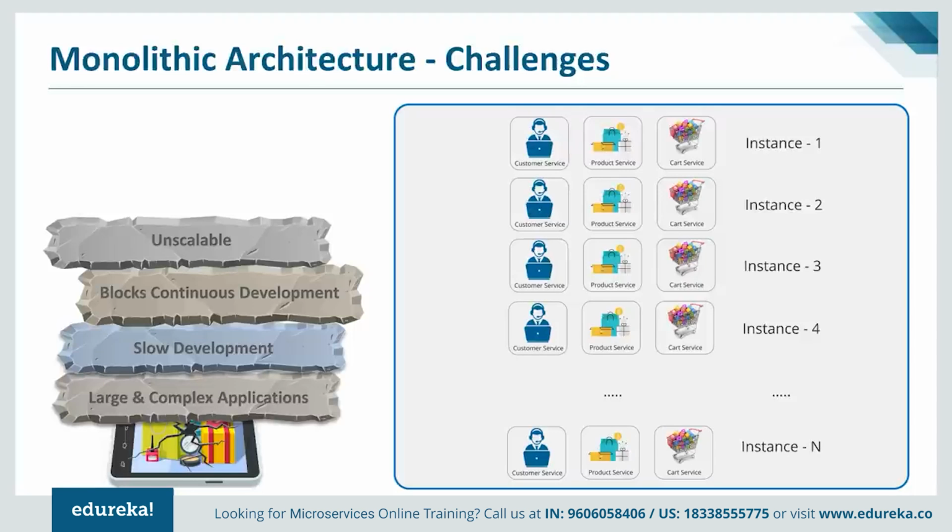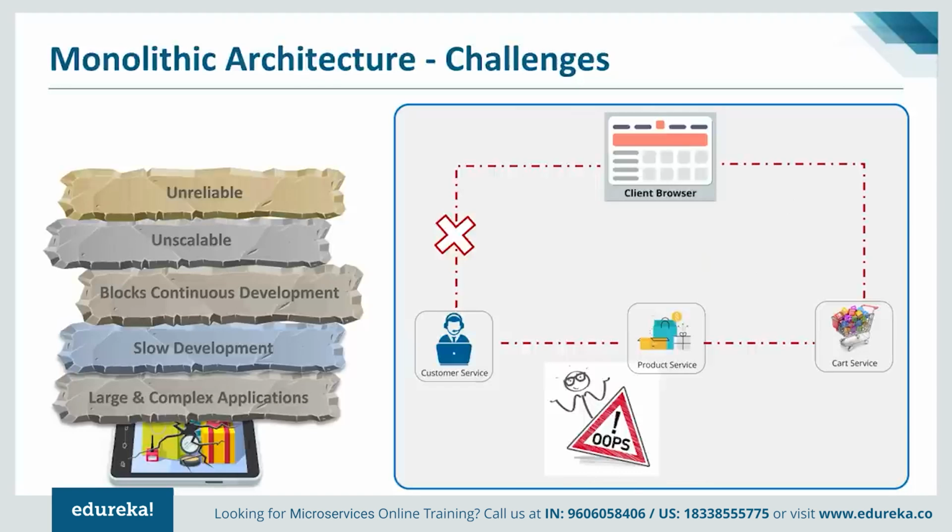If you can see the example in front of your screen, here we have customer service, product service, and cart service. This is one instance, and this is how we are scaling it, right? If I have to increase only the customer service, I have to scale up the customer service, and I have to do that for the product and cart service as well, right? Now it is pretty unreliable as well. Let me tell you how.